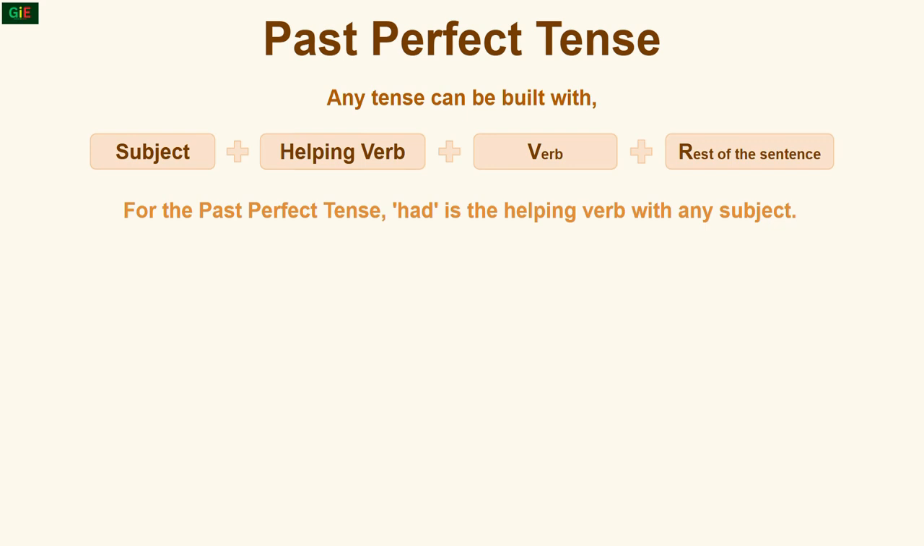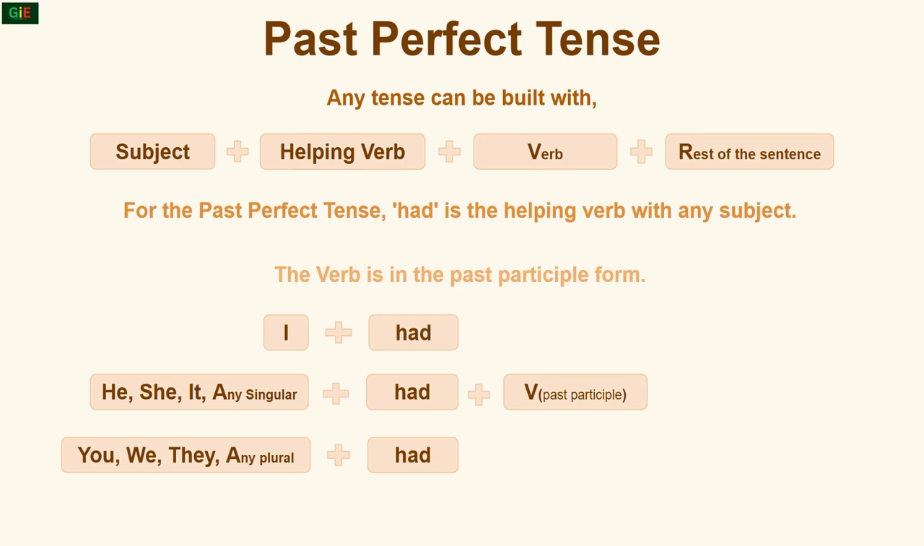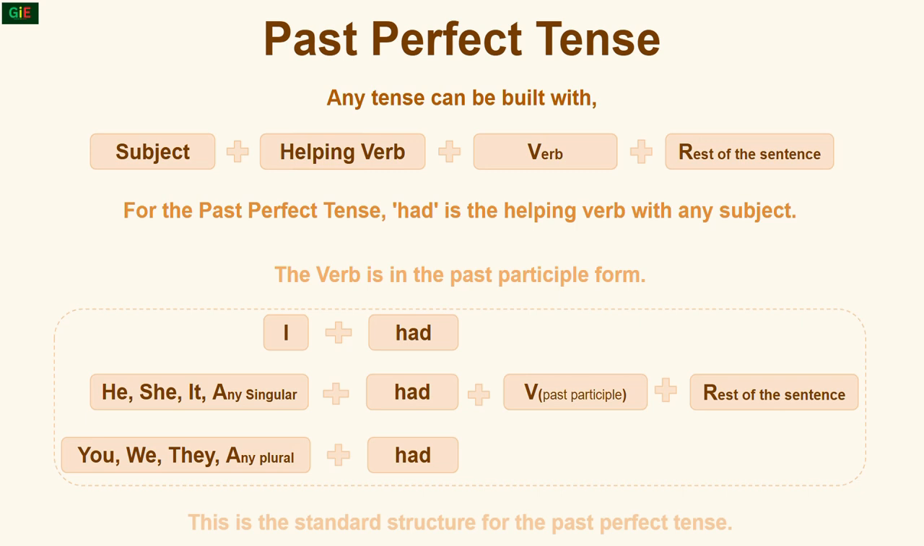For the past perfect tense, had is the helping verb with any subject. The verb is in the past participle form. I had. He, she, it, any singular, had. You, we, they, any plural, had. Verb in past participle, rest of the sentence. This is the standard structure for the past perfect tense.